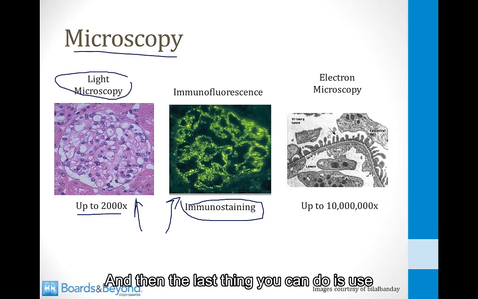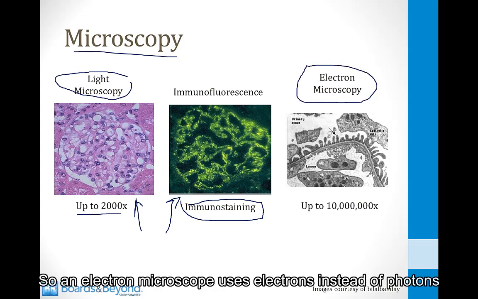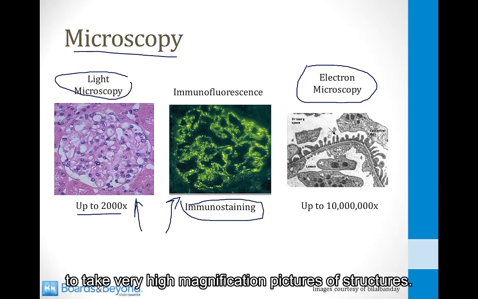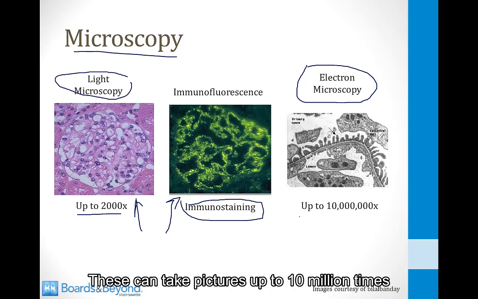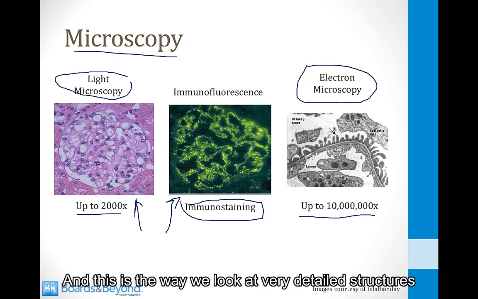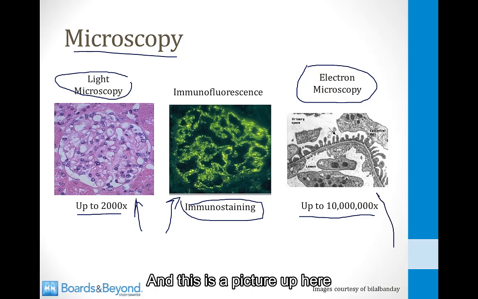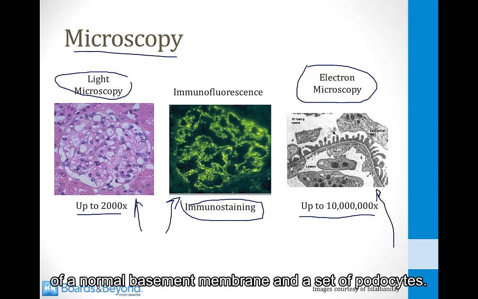And then the last thing you can do is use something called an electron microscope. So an electron microscope uses electrons instead of photons to take very high magnification pictures of structures. These can take pictures up to 10 million times what you normally see with your eye. And this is the way we look at very detailed structures like basement membranes and podocytes. And this is a picture up here of a normal basement membrane and a set of podocytes.